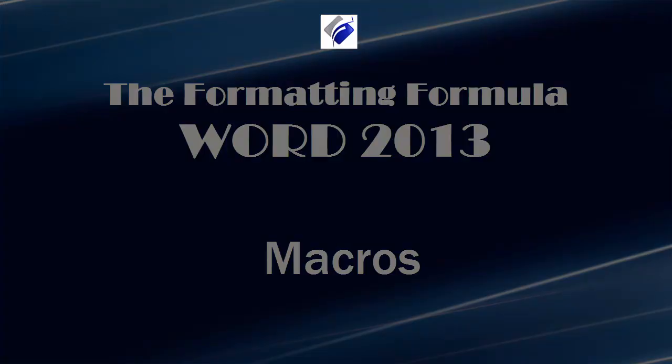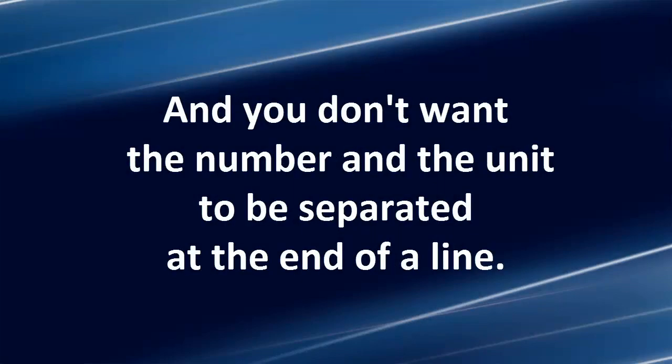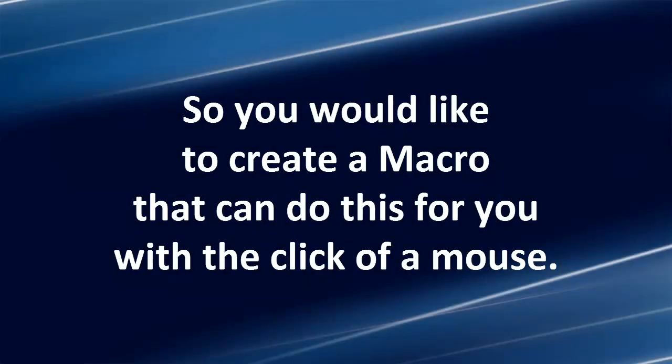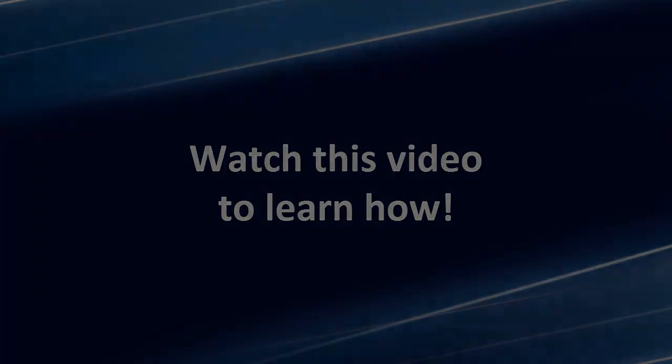Here's the scenario. You have a document in which you have several numbers and units of measure, such as 6 liters. And you don't want the number and the unit to be separated at the end of a line. You could use the keyboard keys, Control Shift Spacebar, but then you would most likely need to use both hands and hit 3 keys and the delete key. So you would like to create a macro that can do this for you with a click of a mouse. Watch this video to learn how.